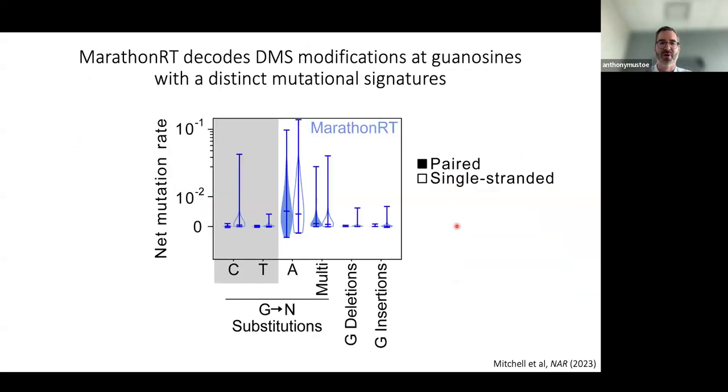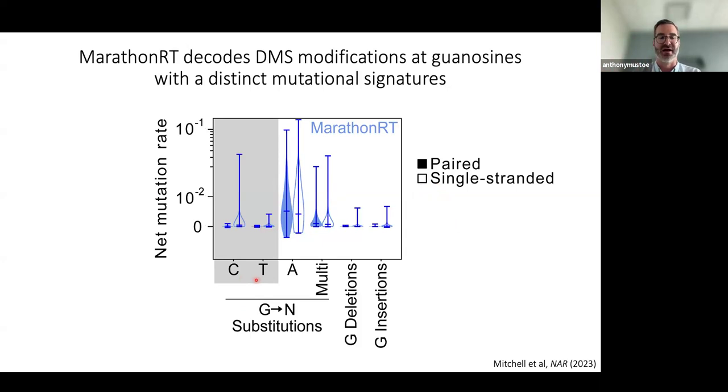Okay, but one of the interesting observations that we found when we were looking at the Marathon data is that when we looked specifically at G's, we observed that there was a real difference in the information that's encoded based on what mutation we observe. Normally, when you do a chemical probing experiment, we consider any type of mutation that we observe at a position to be equivalent.